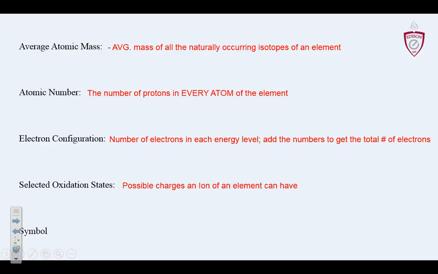Selected oxidation states, the possible charges an ion of an element could have. Yeah, so like pluses or minuses, if it can lose or gain electrons, it gets to one of those states, and we'll get into more details on that when it's important later on.